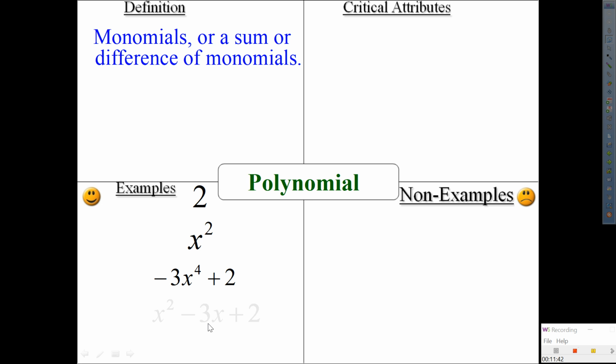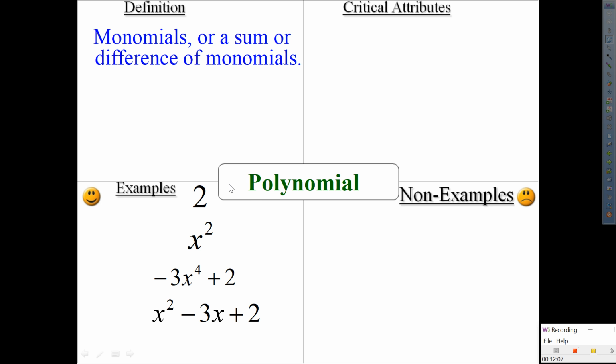Let me show you one more. We got x squared, monomial, subtract 3x, monomial, plus 2, another monomial, and all this together is a what? Polynomial. Copy that, please. I'll copy all of these. Yeah, they're all part of the polynomials.